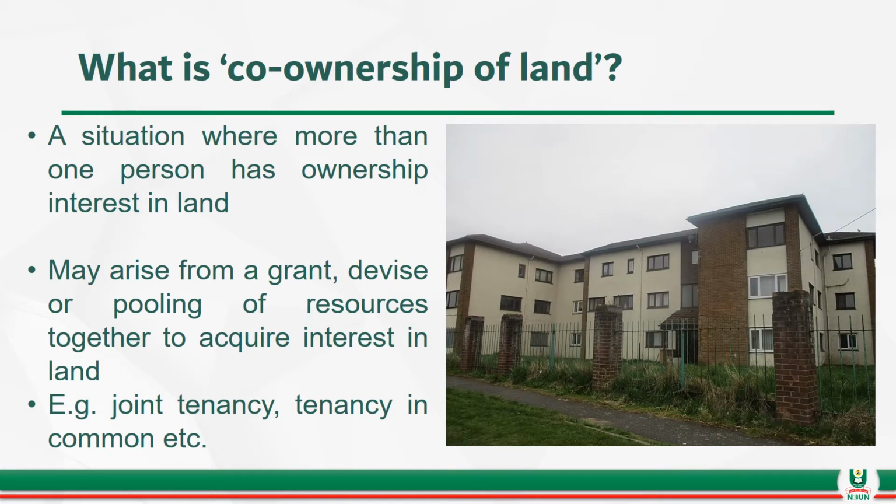So what is co-ownership of land? Co-ownership means where more than one person has ownership interest in land. So please note, it's not just any type of interest, it's ownership interest in land. And it can arise in many ways. It can arise by a grant, it can arise by a devise in a will, or it can arise by the pooling of resources together to acquire an interest in land. Examples of co-ownership in land will be your joint tenancy or tenancy in common. If you look at the image on this slide, you can see a block of flats. Now, everybody would have an interest on the land.